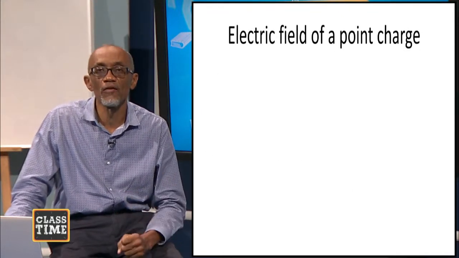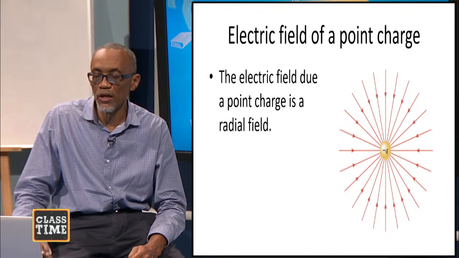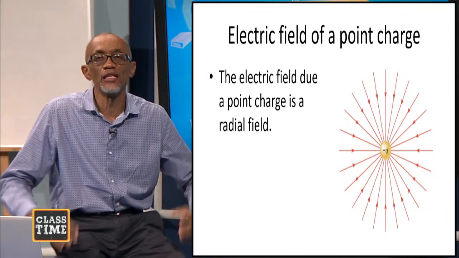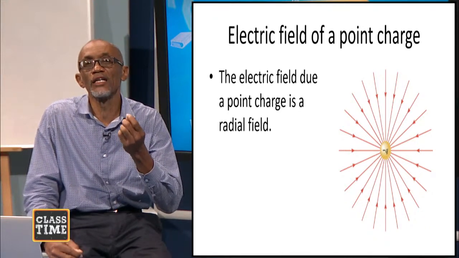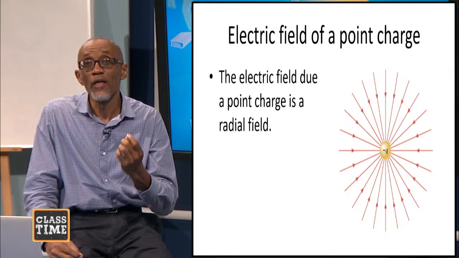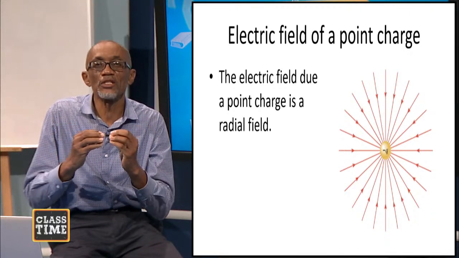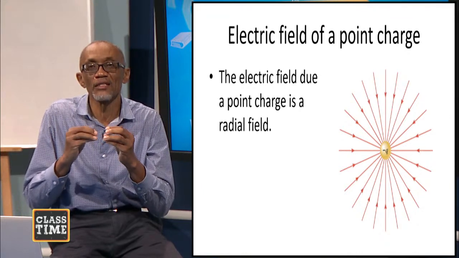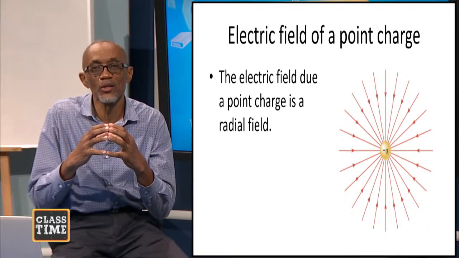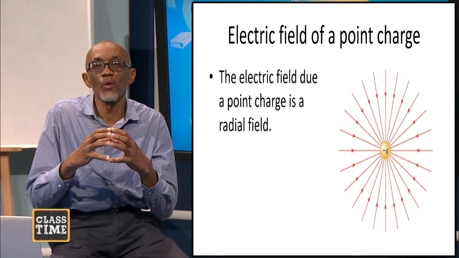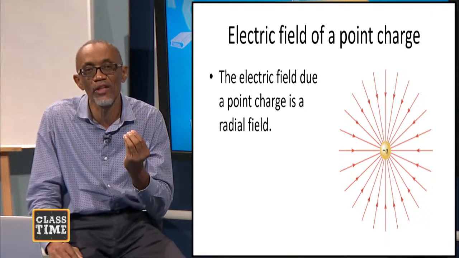The electric field due to a point charge is a radial field. A point charge is just a charge that, for all intents and purposes, has no dimension. If you have a spherical object and you charge it, just as the center of mass is an imagined position at which all the mass of an object appears to be concentrated, in the same way all the charge is imagined to be concentrated at the center of that sphere.